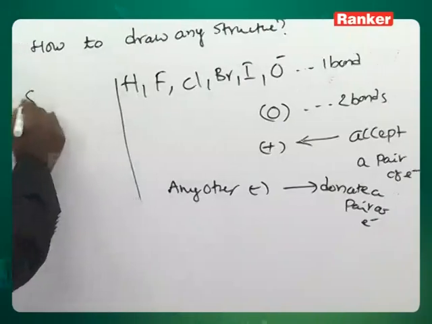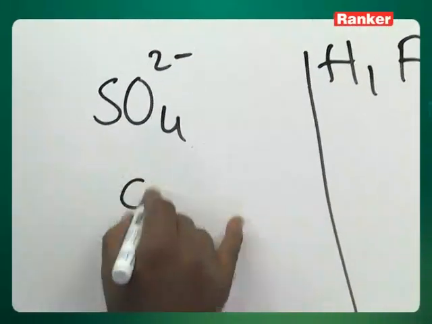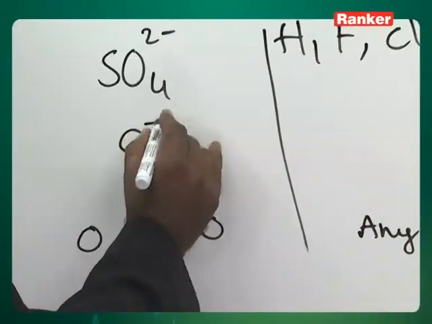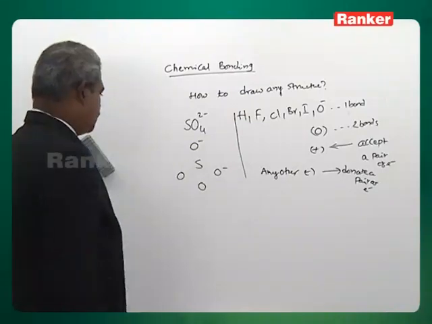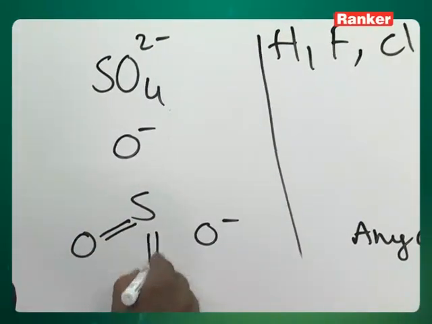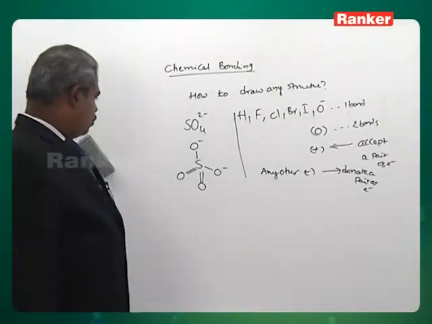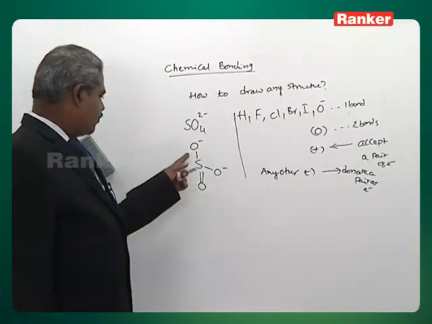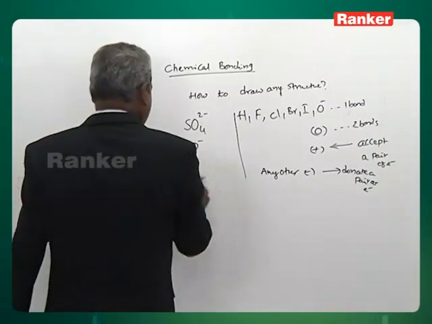Now, SO4 2-. How will you draw it? 1 sulfur, 4 oxygens. Out of the 4 oxygens, 2 are minuses. What is the role of oxygen? Oxygen forms 2 bonds. O minus forms 1. So, don't worry whether sulfur can form 6 bonds or not: 1, 2, 3, 4, 5, 6. Don't worry about it yet. It's too early.